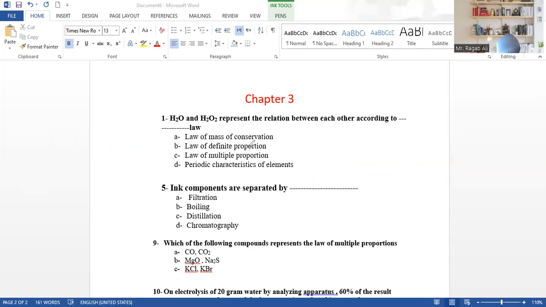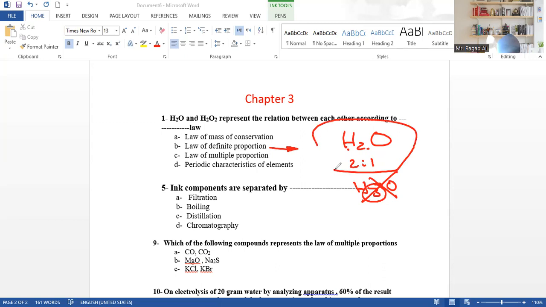Law of definite proportion is something else. It's about two elements forming a given compound, but with a given ratio. For example, you have H2O, that is water. Here I have hydrogen and oxygen, and the ratio between them is 2 to 1. I can't say H3O is water. Why? Because the ratio is 3 to 1, but the original ratio between them is 2 to 1.